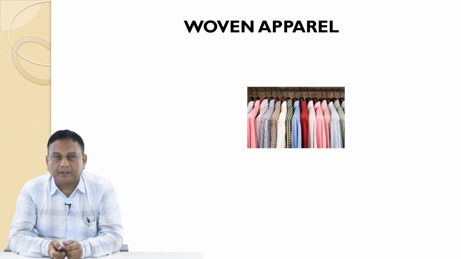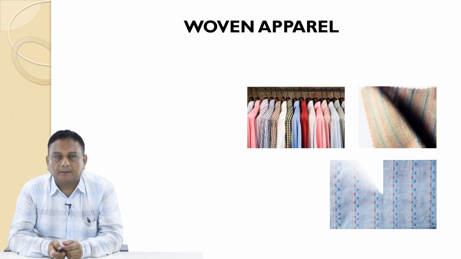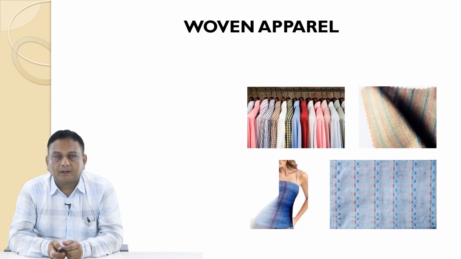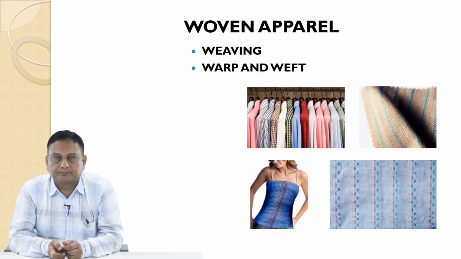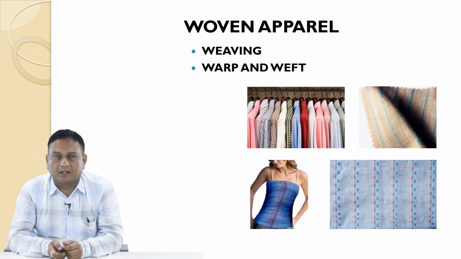Now, starting with the woven apparel, you can see that different woven apparels are there, like woven shirts. These are very common woven apparels and structures; different woven structures are there, as has been shown here, and both men's and women's garments are there with this woven apparel. So we have to see the testing protocol of this kind of garments. Here two things are important: how this woven apparel has been produced, by weaving and by using the warp and weft yarn.